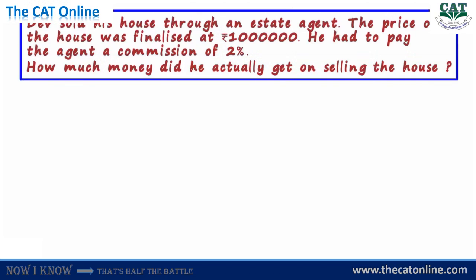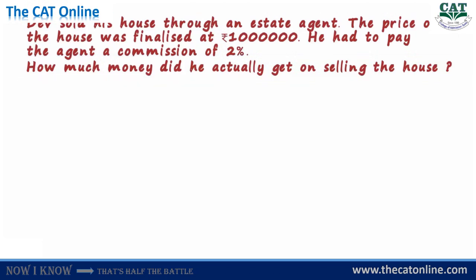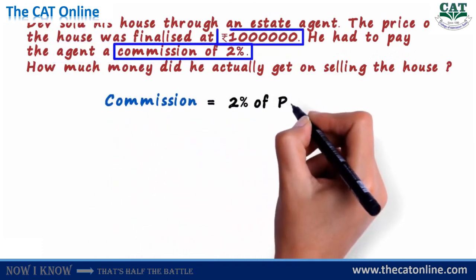Understand the question well. Dave had to sell the house and he approached an agent to find him a buyer. Dave has decided the price at which he wants to sell the house. It's 1 million rupees. But for the agent to find him a buyer, he needs to pay the agent some commission. What's that commission? It's 2% of this price.